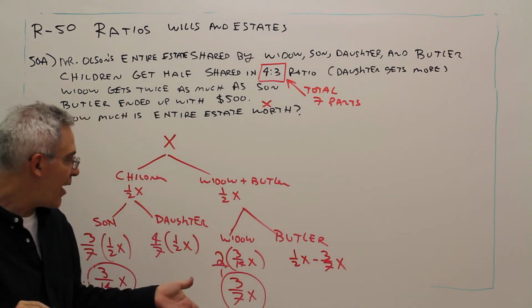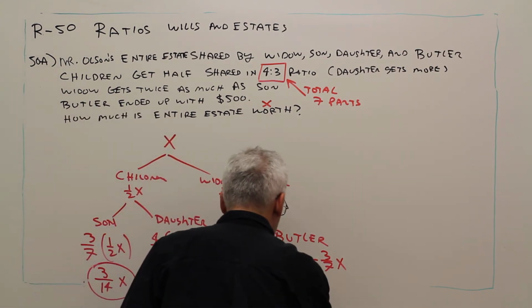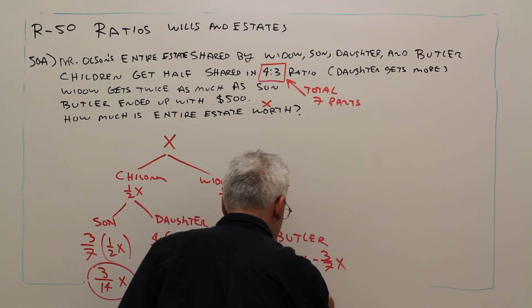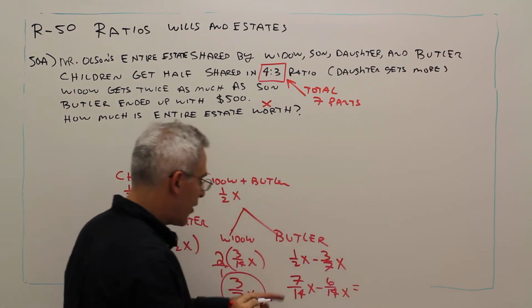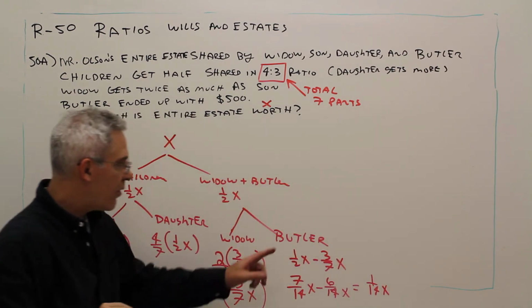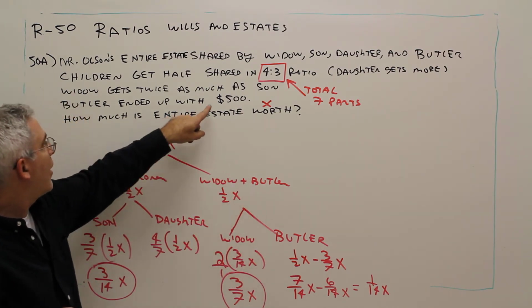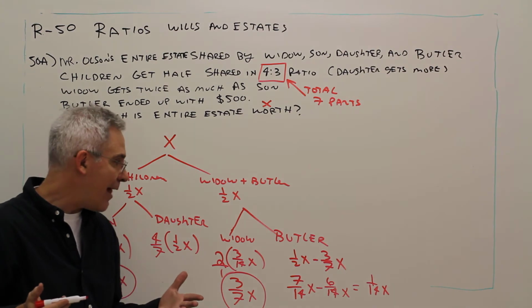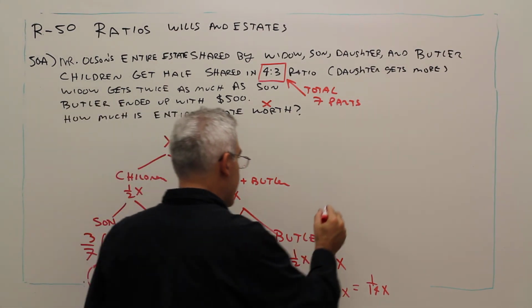I'll just do this by hand, that might be quicker. So common denominator 14, 7/14 X minus 6/14 X. That's going to be 1/14 X. So the butler gets 1/14 of the entire estate. Oh, by the way, the butler got $500. So I know that 1/14 X equals $500.